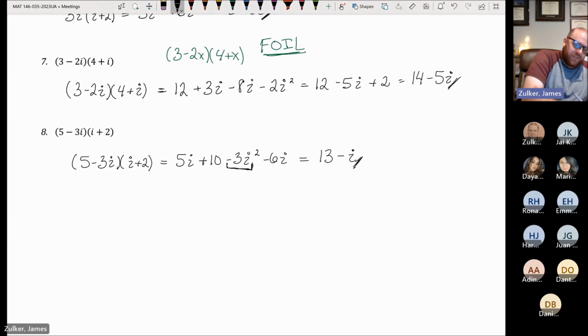So this bit here, this minus 3i squared, is plus 3, isn't it? It's negative 3 times negative 1. Right, and then plus 10.